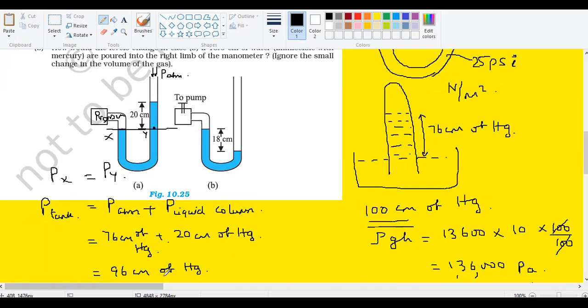Can anyone tell me if this is absolute pressure or gauge pressure? Absolute pressure, very good. So only Ashwant is answering. Okay, I don't know what the others are doing. You are adding it with atmospheric pressure, which means it's the absolute pressure. Okay, so take it down. This is what is called the gauge pressure.